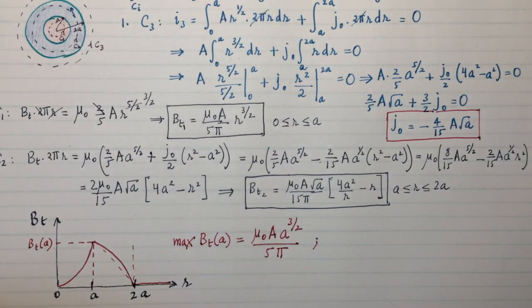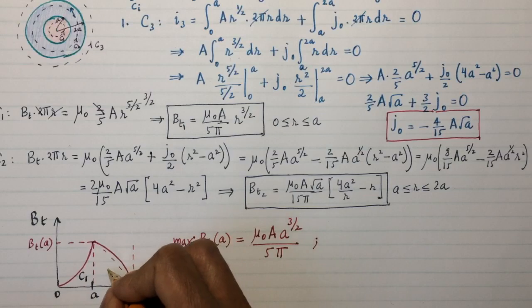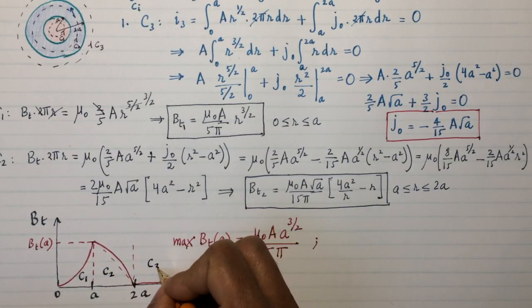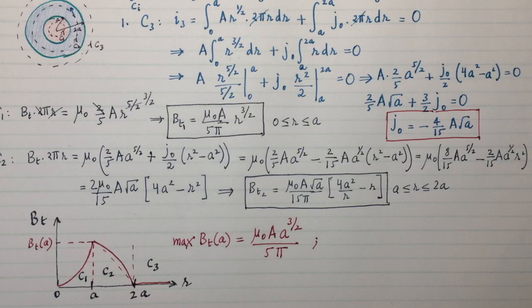I also like to sometimes write the ranges in which the Ampere law rules each kingdom. So that's C1, that's C2, that's C3. Okay, so we have completed the problem completely, and found also that the maximum value of the magnetic field is exactly at the interface between the two types of currents.